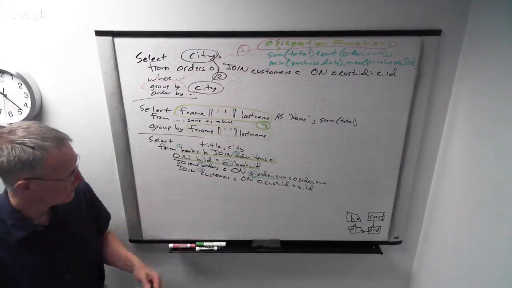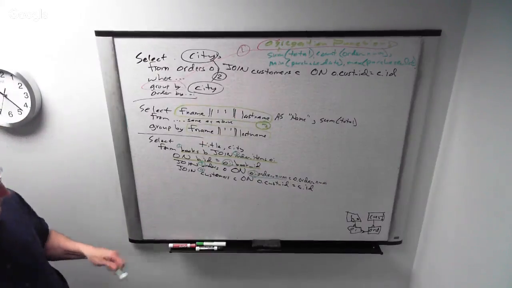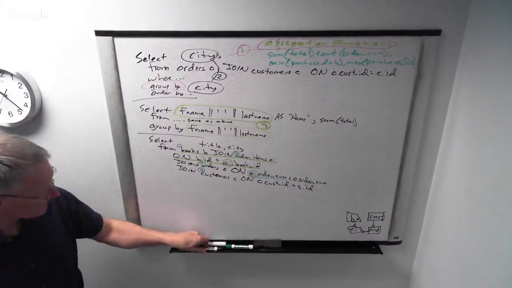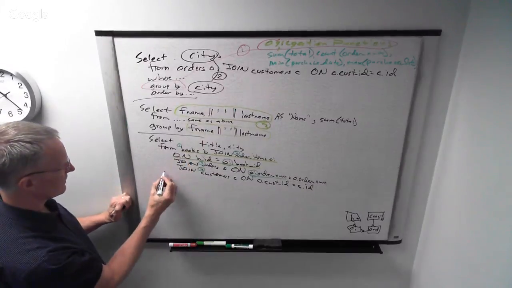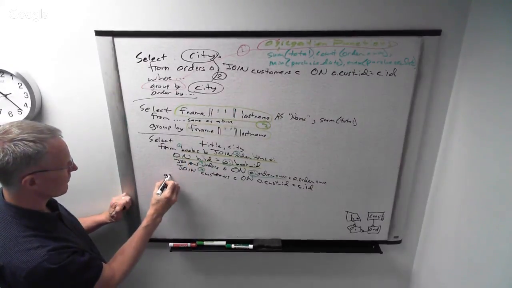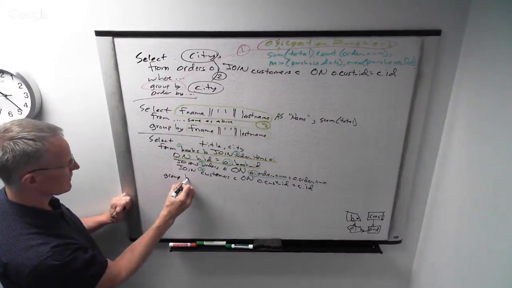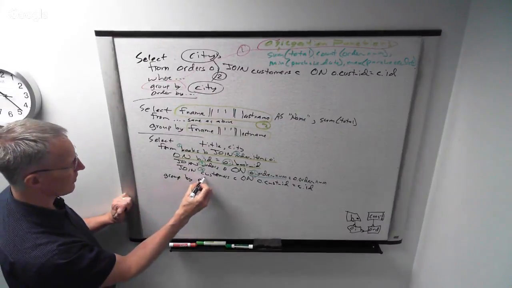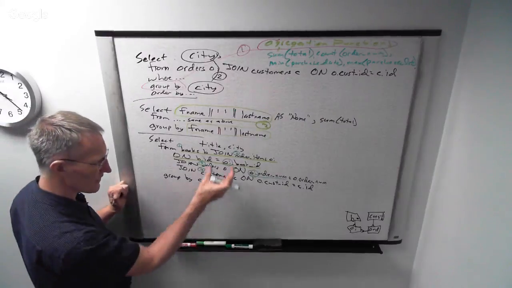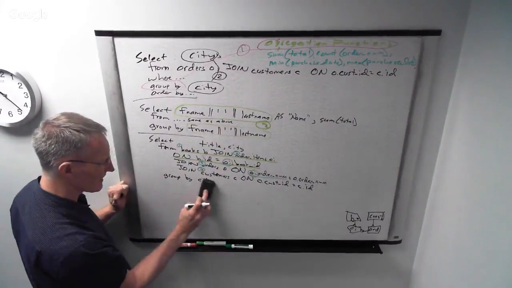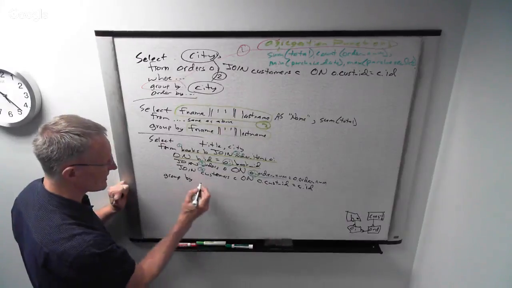So the four-way join. Now, here's what's interesting: Justin and I were working through this one. Let me do the group by first. So the group by was city. Okay, now what's interesting though is that I want it by title and city.